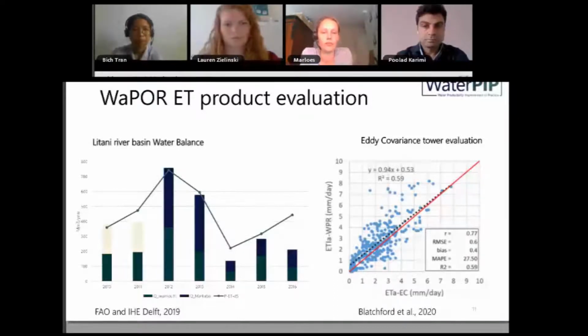The other report, or the other paper from Megan Blatchford, she also evaluated a number of point measurements and observed eddy covariance towers towards the WaPOR database. And you see that there is a general agreement, but there's also a large scatter around the average.